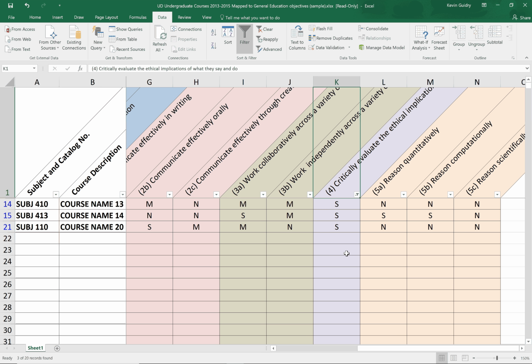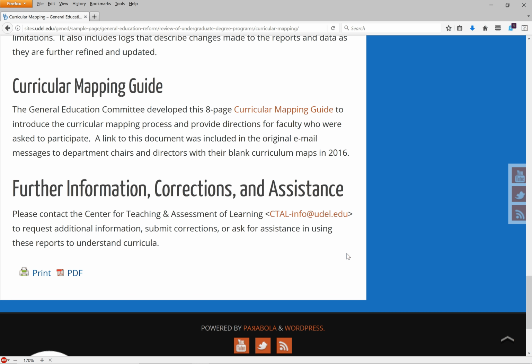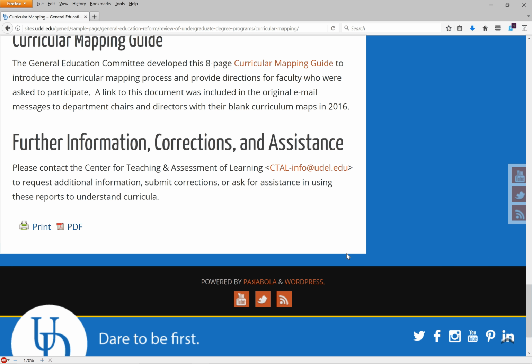There are limitations to these data, of course, and I encourage you to read the report and perhaps the technical details document. We welcome your feedback, corrections, and requests for assistance in using these data. We also welcome updates, corrections, or changes to the reports, map, and other documents.